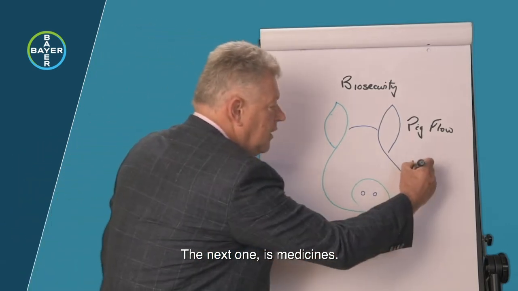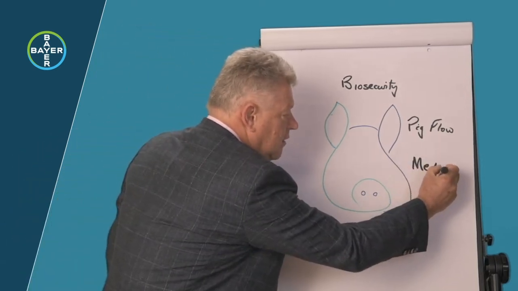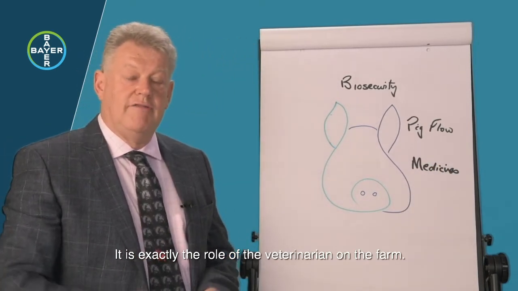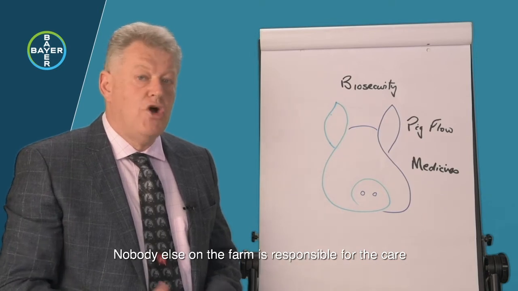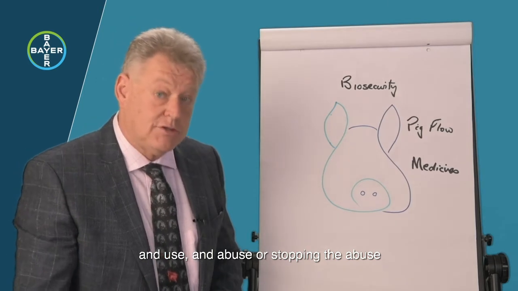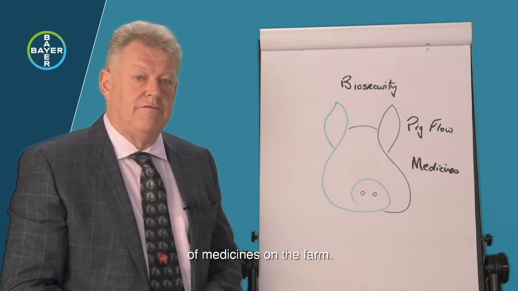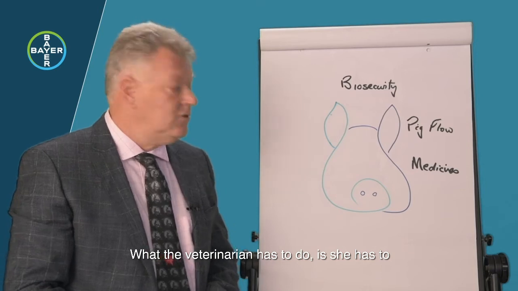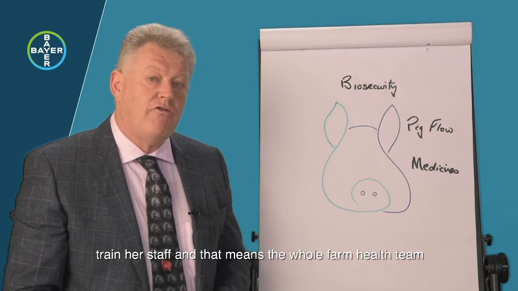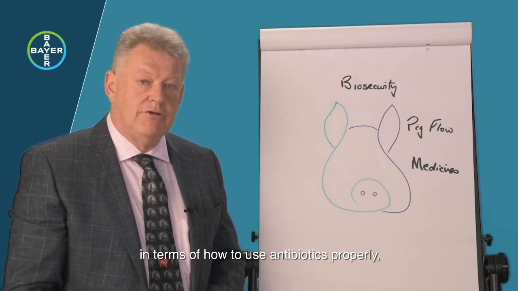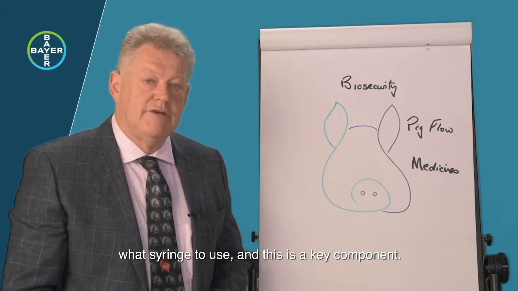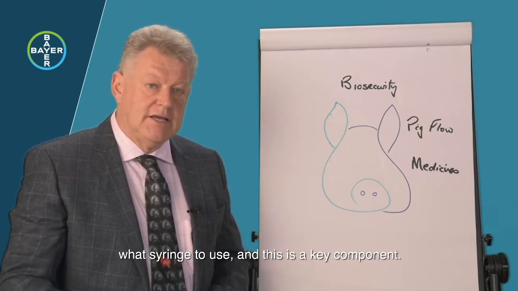The next one is medicines. It is exactly the role of the veterinarian on the farm. Nobody else on the farm is responsible for the care and use and abuse, or stopping the abuse, of medicines on the farm. What the veterinarian has to do is train her staff, and that means the whole farm health team, in terms of how to use antibiotics properly, which dose to use, which needle to use, what syringe to use. And this is a key component.